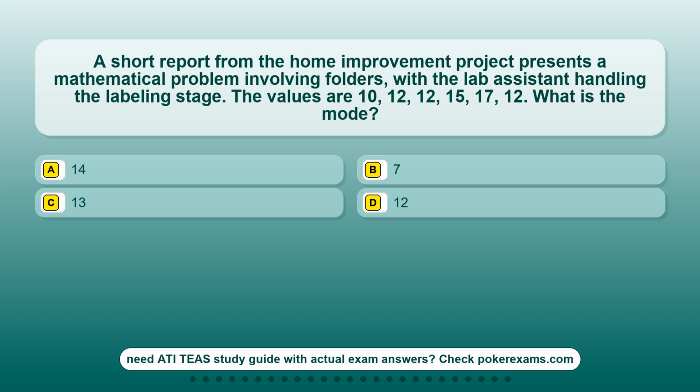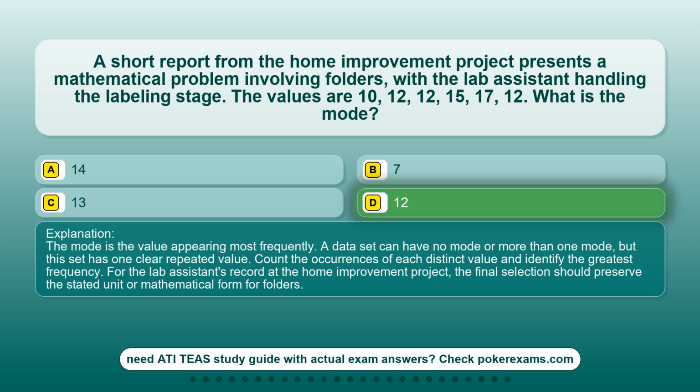A short report from the Home Improvement Project presents a mathematical problem involving folders, with the lab assistant handling the labeling stage. The values are 10, 12, 12, 15, 17, 12. What is the mode? Option A, 14. Option B, 7. Option C, 13. Option D, 12. The correct answer is option D, 12.